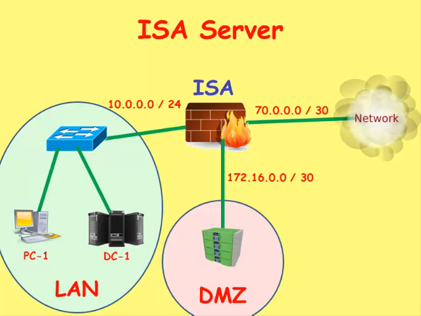The ISA server blocks packets that it considers to be harmful so that they are unable to enter our local LAN. In the next video, we're going to set up and configure the ISA server. Okay, let's get ready to install the program.